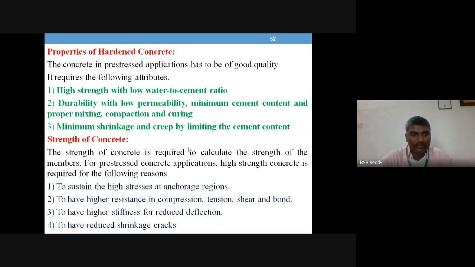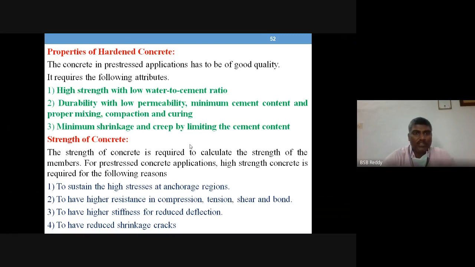Now we have come to the properties of hardened concrete. We are talking about what properties you have for hardened concrete. Till now, what we have been talking about is how to prepare pre-stressed concrete, what sort of materials we use, and what different constituents we have to mix. Now we will talk about the properties of hardened concrete.